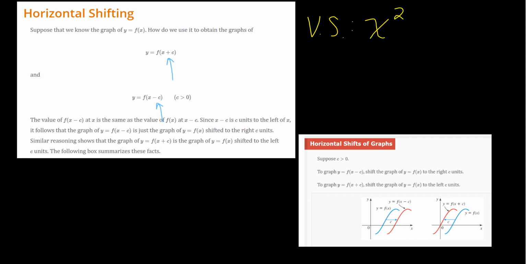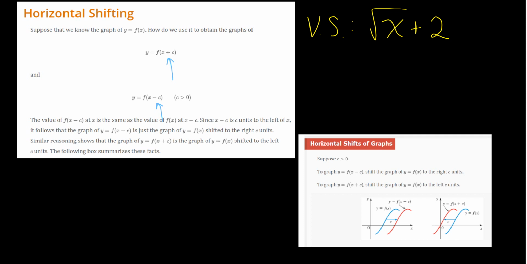x squared plus 2 would be going up 2 units. That would be a vertical shift, right? I am adding 2 to my parent function being x squared. Now, x squared is an example we used on the previous slide, so let's change it and do the square root of x. So that's a vertical shift. We add to the parent function.